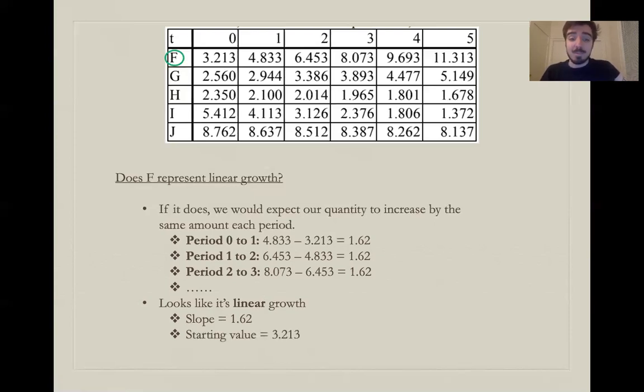Okay. So y equals mx plus b, right? Or y equals mt plus b here, because t is our independent variable. 1.62, our slope, times t, plus our starting value. Okay, here is our formula.